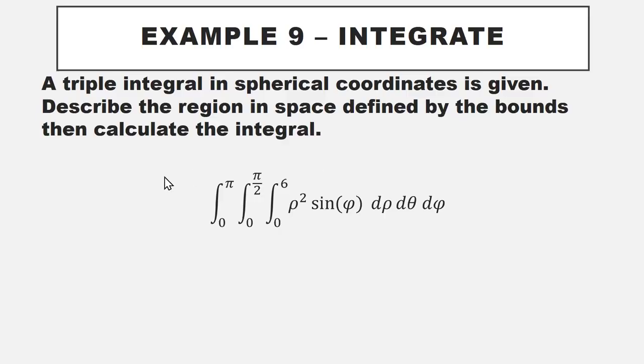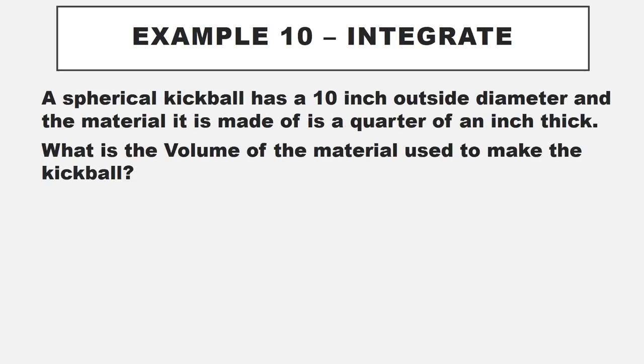By the way, that object is fairly easy to deal with in spherical coordinates, but with rectangular or cylindrical coordinates, it would be much harder to deal with. Let's do another example. In this example, it says a spherical kickball has a 10-inch outside diameter, and the material that it's made of is a quarter of an inch thick.